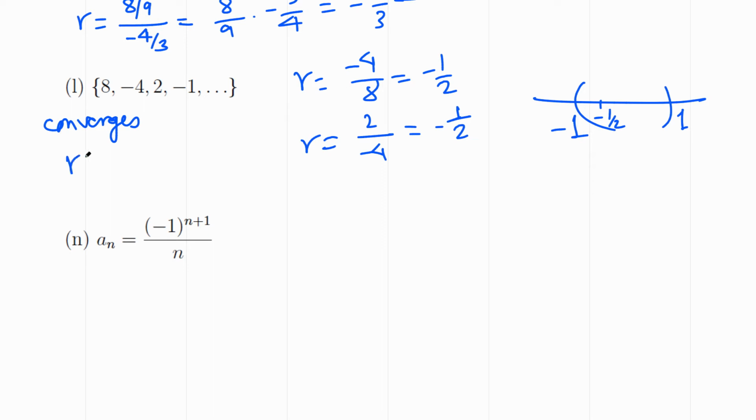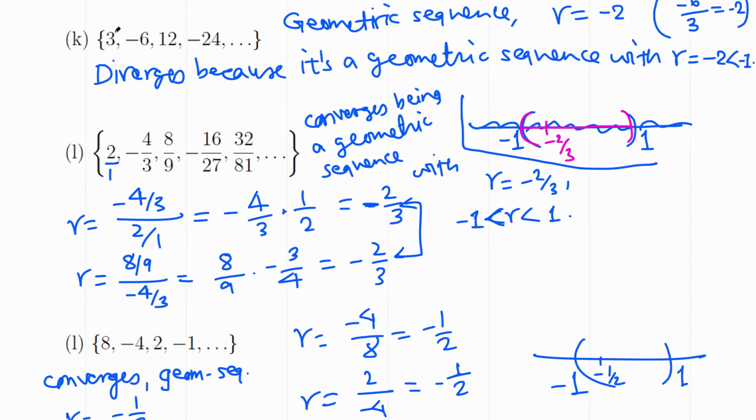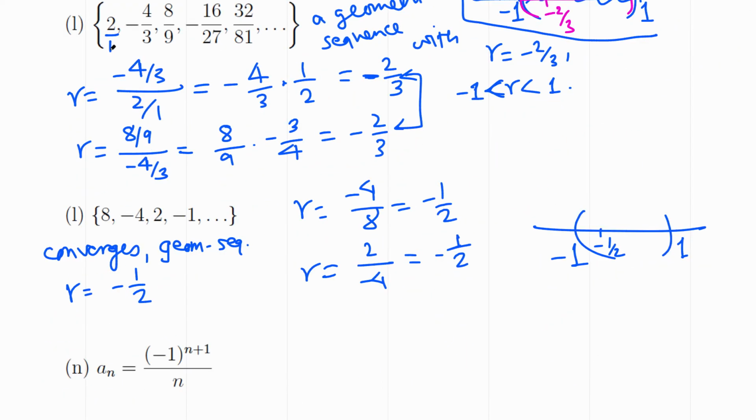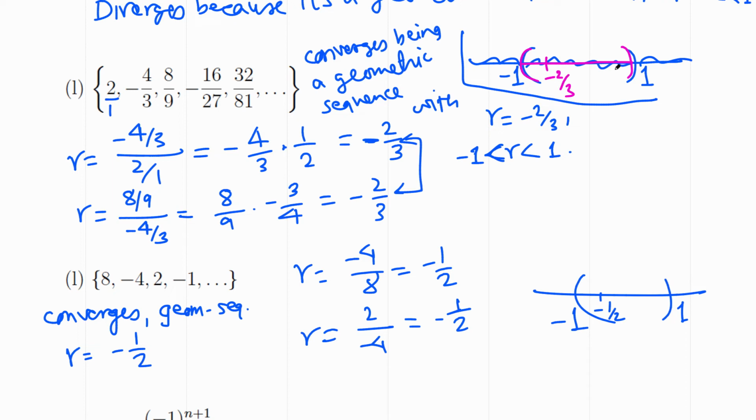Converges, being a geometric sequence, r is negative 1/2. In fact, if we read the question, if it converges, then determine its limit. So the first one diverges, the second one converges, and the common ratio is in between negative 1 and 1. So in this case, they are heading towards 0, in fact, getting smaller and smaller.